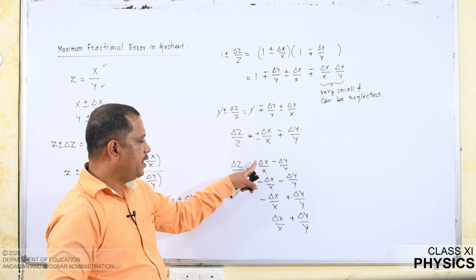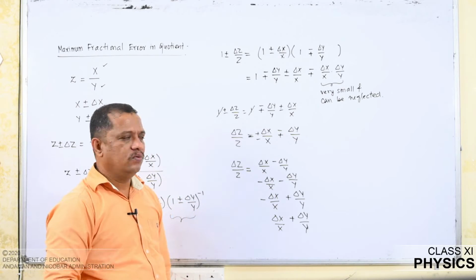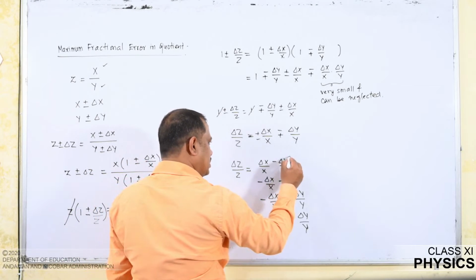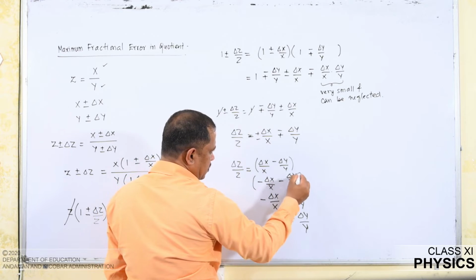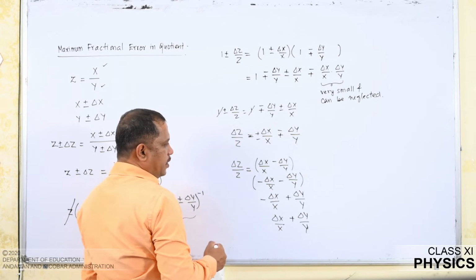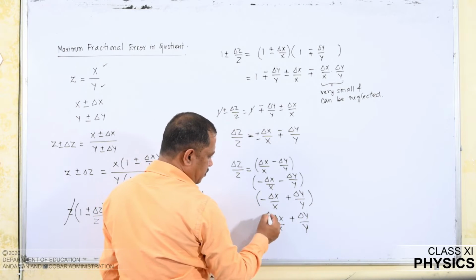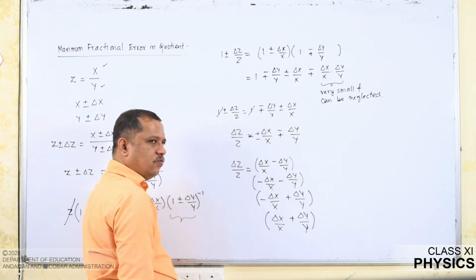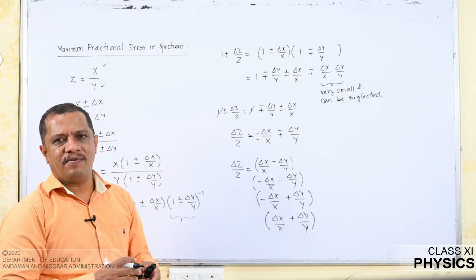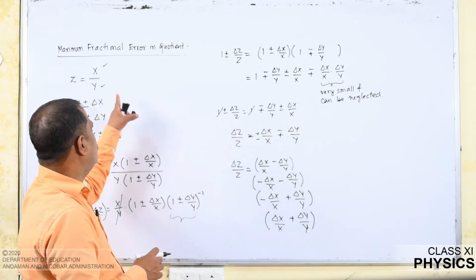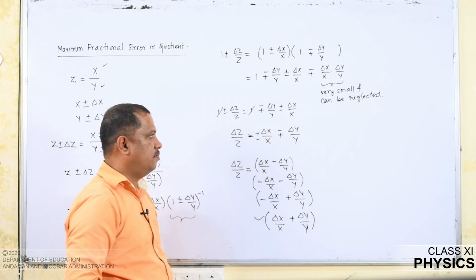I know delta x by x is a fractional value, delta y by y is also a fractional value. So, therefore, this is the difference of 2 fractional values. Again, 2 negative fractional errors, 1 negative and 1 positive. These are the 2 positive fractional errors. Now, if I ask you which one is the maximum fractional error present while trying to find the quotient, I say this is the maximum possible fractional error.